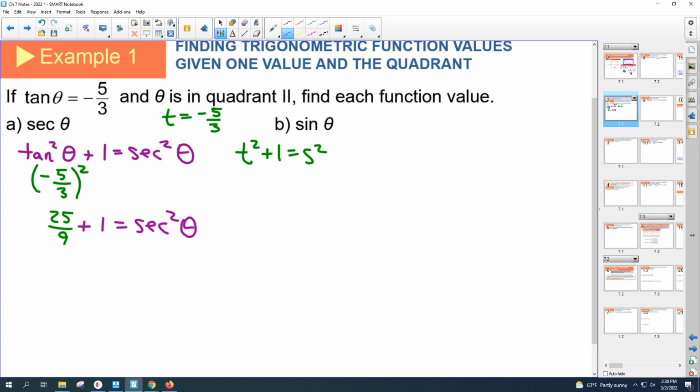Now, something that's going to come up a million times in this chapter is adding fractions. And I don't know why high school students are not very good at adding fractions, because you should be. But every time you add fractions, you're going to want a common denominator. Get that through your heads. Add fraction, common denominator. So I'm going to change this 1 into a 9 over 9 just so I can combine them. I'm going to combine those fractions into 34 over 9.